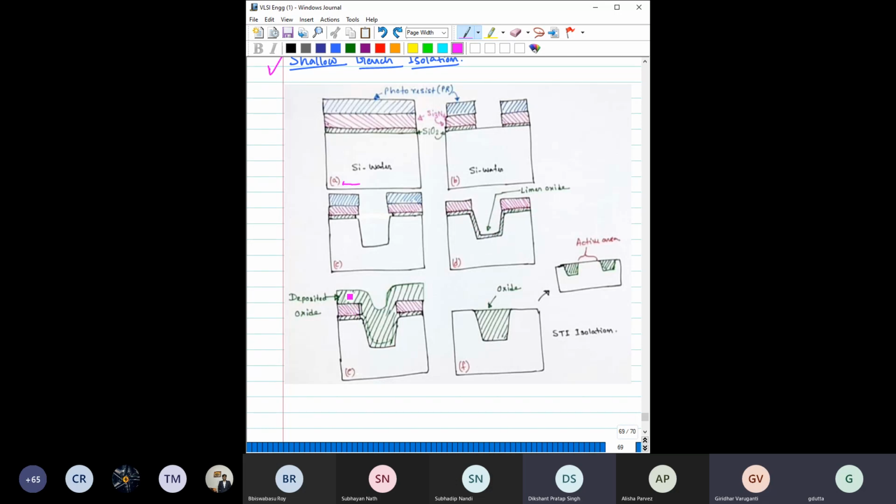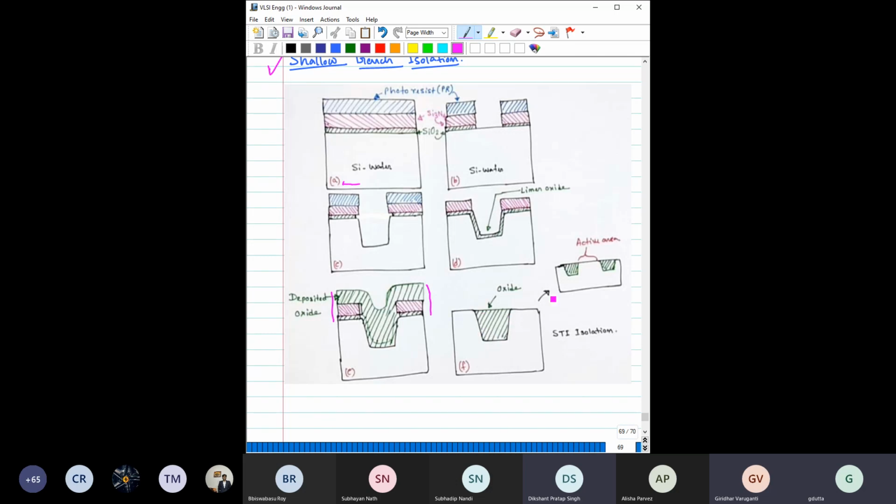After that, you deposit a thick oxide. So you can see this trench is now completely filled up with oxide, right? And then you do one CMP, chemical mechanical polishing. That means just do a type of grinding from the top and remove this much region. Then if you remove this much region from the top entirely by this CMP process, you will end up with this type of structure.